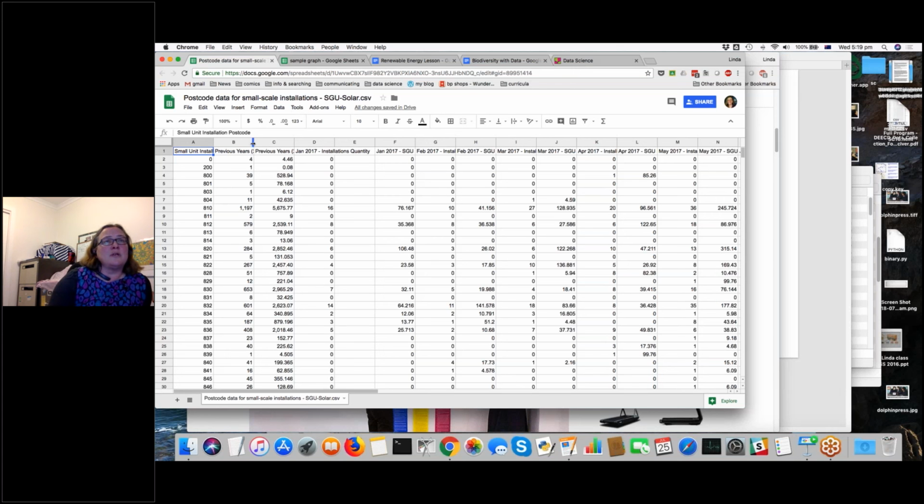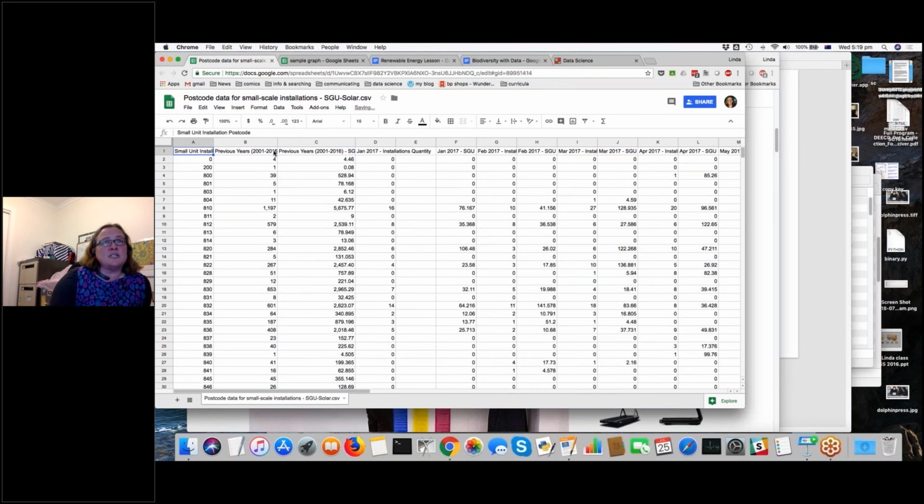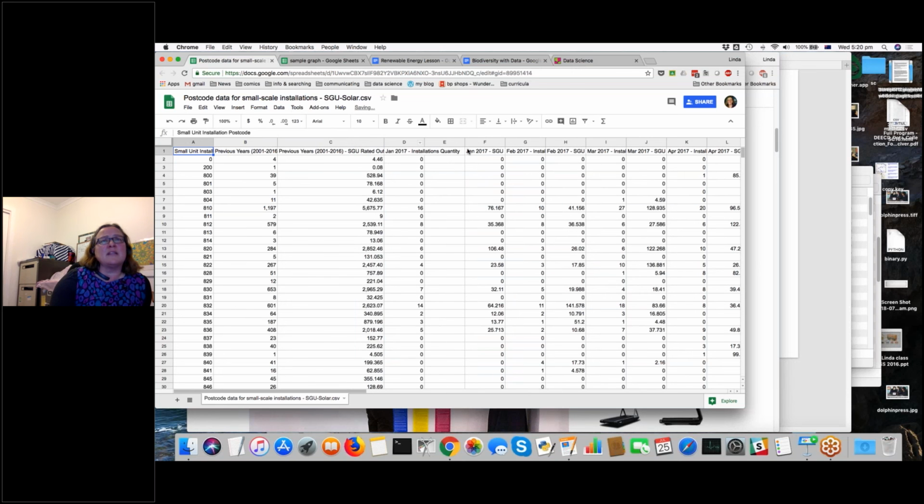We have data from 2001 to 2016. So that's the previous years' data. And then we have monthly data over here. So we've got January 2017, February. We have the data by number of installations. So that's just how many people have installed solar. And we also have it by kilowatts. So basically what solar capacity got installed in that time.